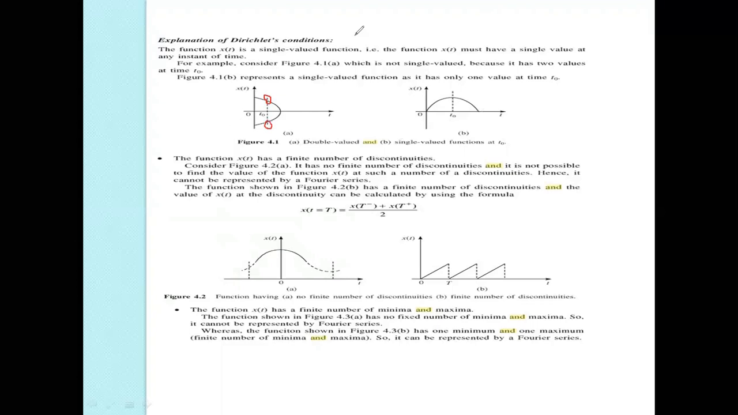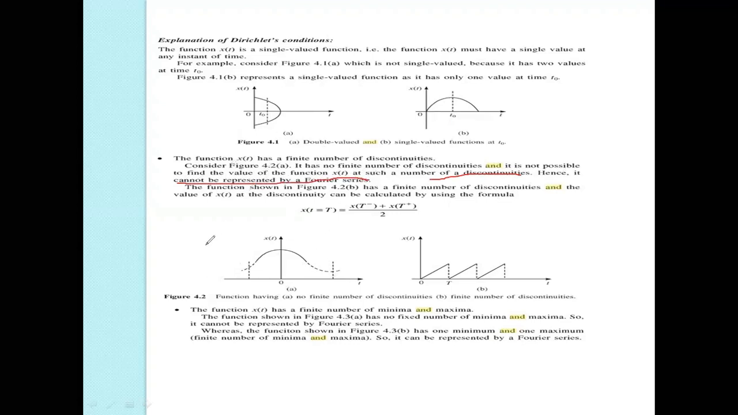The function x of t has a finite number of discontinuities. That is the second condition. Consider the figure 4.2a. It has no finite number of discontinuities. And it is not possible to find the value of function x of t at such a number of discontinuities. Hence, it cannot be represented as a Fourier series.